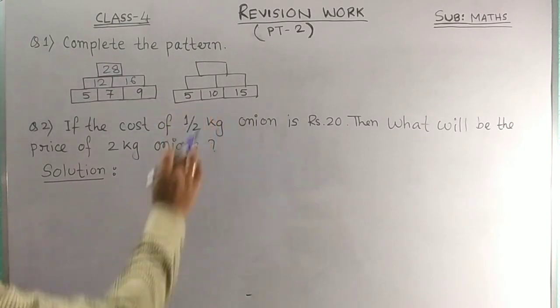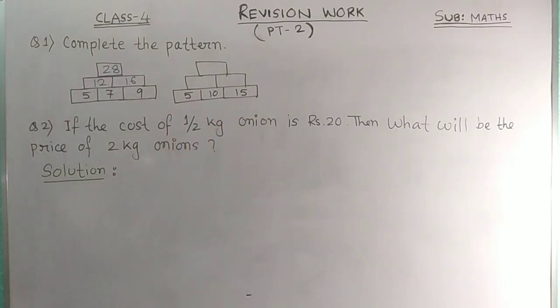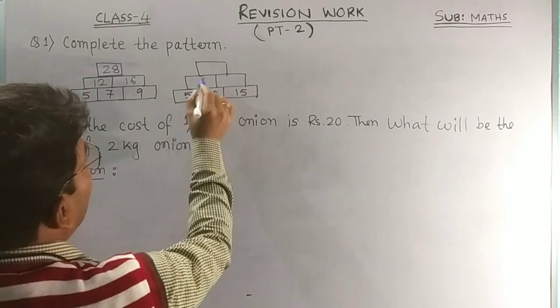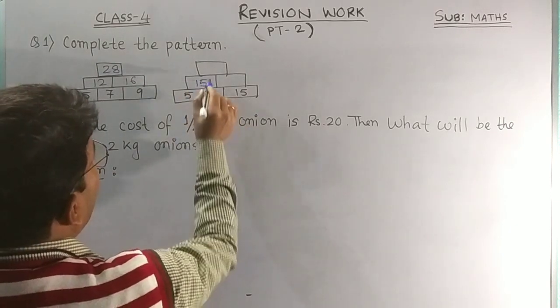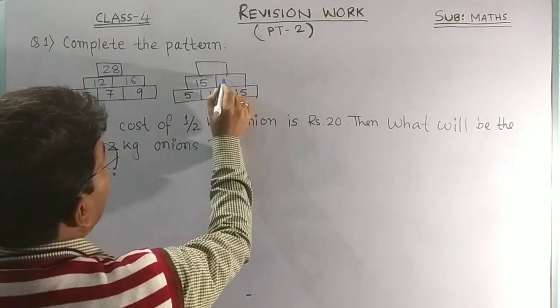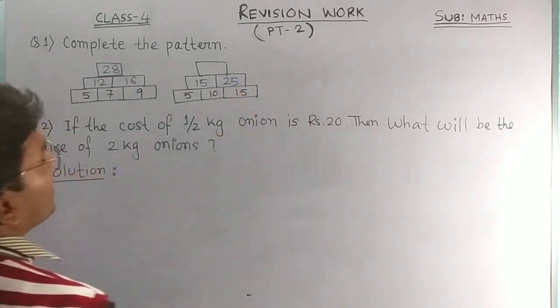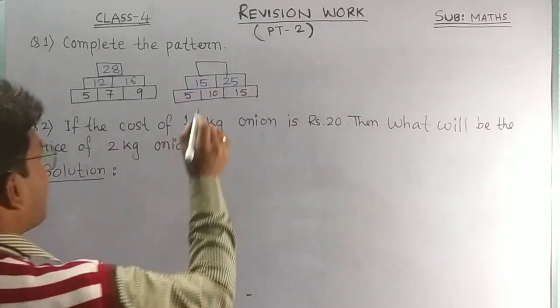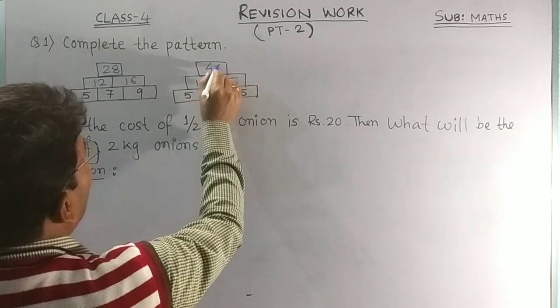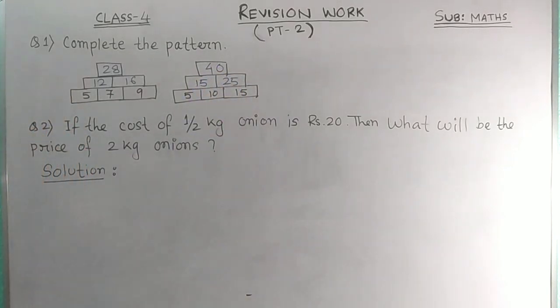Same process. In exam, these types of question will become 10 and 5, 15, and 15 and 10, 25, and 25 and 15, it will be 40. Very easy pyramid pattern. Then here is number 2. It is a word problem actually.